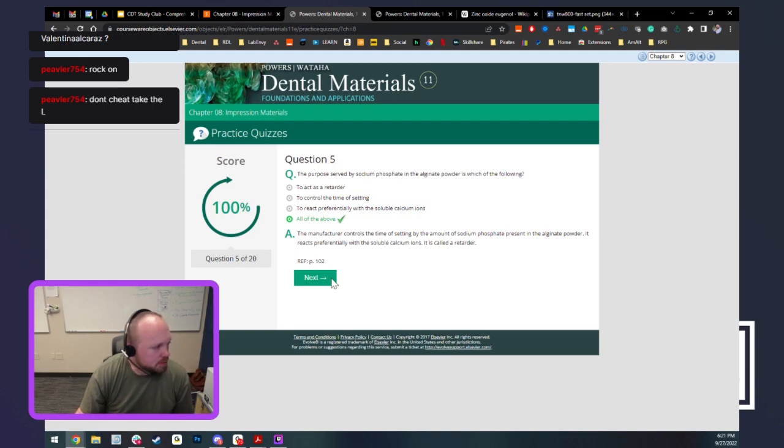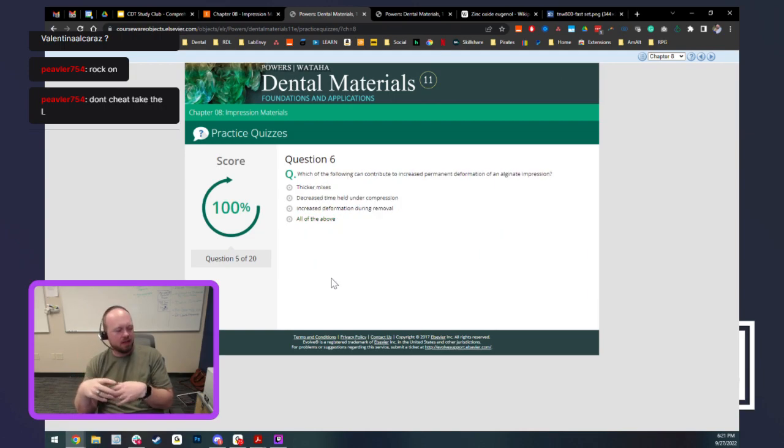Which of the following can contribute to increased permanent deformation of an alginate impression? Well, permanent deformation of an alginate impression occurs when there's basically any pressure on that alginate material after it's been removed from the oral cavity. So you'll see most often alginate materials delivered to us with a wet paper towel wrapped around them in a little plastic baggie and whatnot. So we don't want any pressure on them.